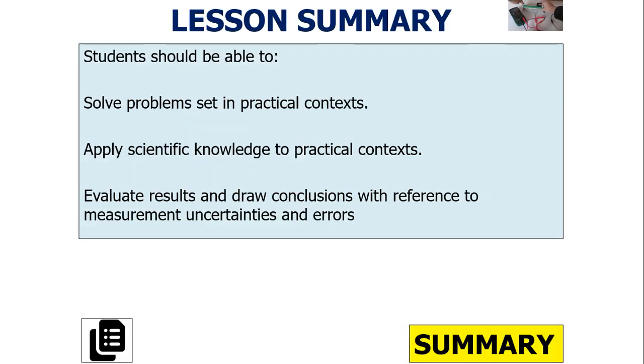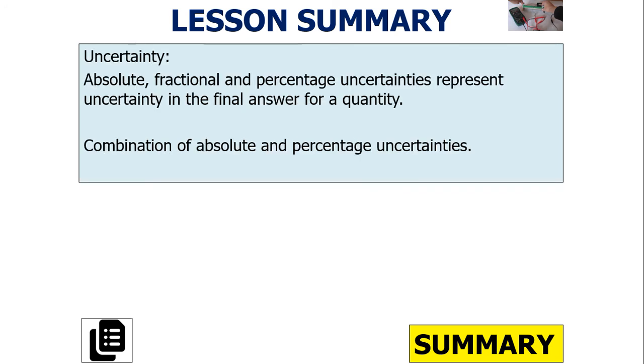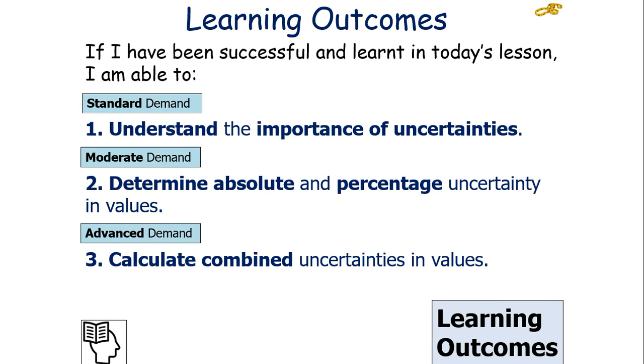So, in this lesson, we should be able to evaluate results and draw conclusions with reference to measurement errors and uncertainties. With uncertainties, you can do absolute, fractional, and percentage uncertainties, which will represent uncertainty in the final answer for a quantity, and you can combine absolute and percentage uncertainties. If you've been successful, you understand the importance of uncertainties, you can determine the absolute and the percentage uncertainty in values, and you can calculate combined uncertainties in values.